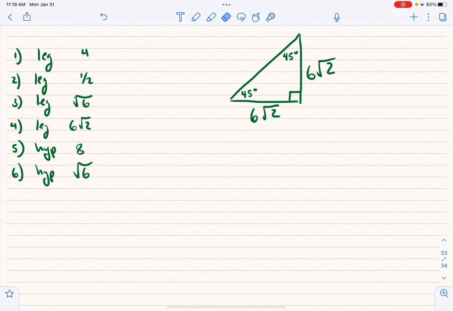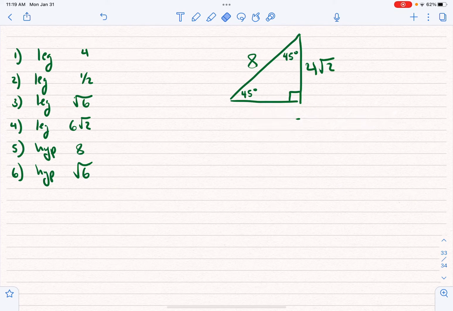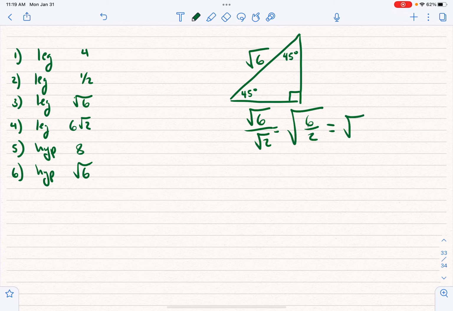And for the last 2, we're given the hypotenuse. This one we're told is 8. So therefore, this is 8 divided by the square root of 2. If you rationalize the denominator by multiplying the top and bottom by square root of 2, you get 4 times the square root of 2. So that's the same thing for this one. Pretty simple. And lastly, the very last problem on the page says that this is square root of 6. Well, that would make this square root of 6 over the square root of 2, which is the same thing as the square root of 6 over 2, which would be the square root of 3. And so therefore this is square root of 3.